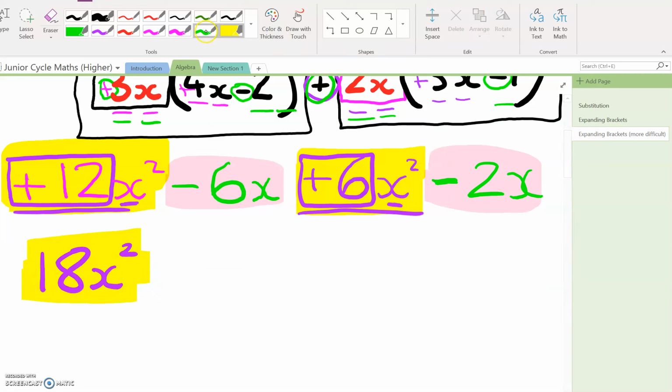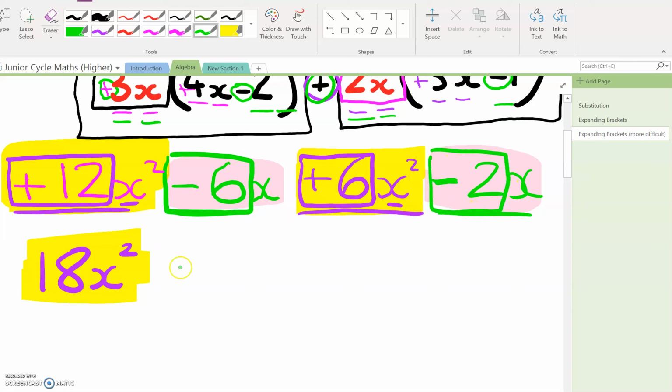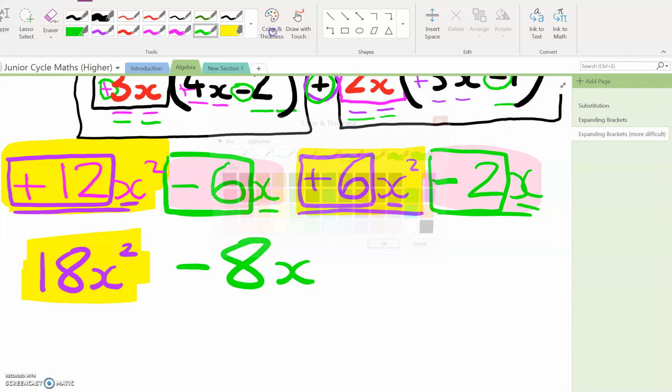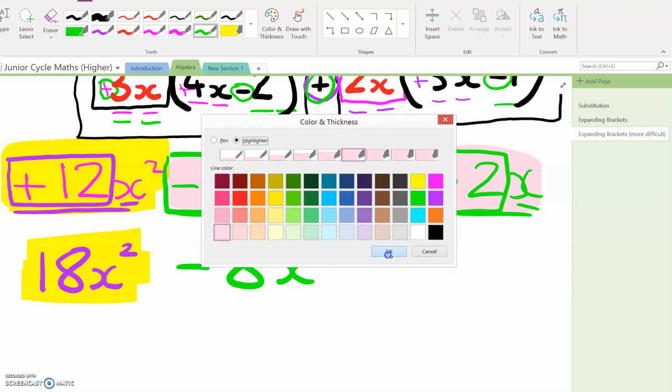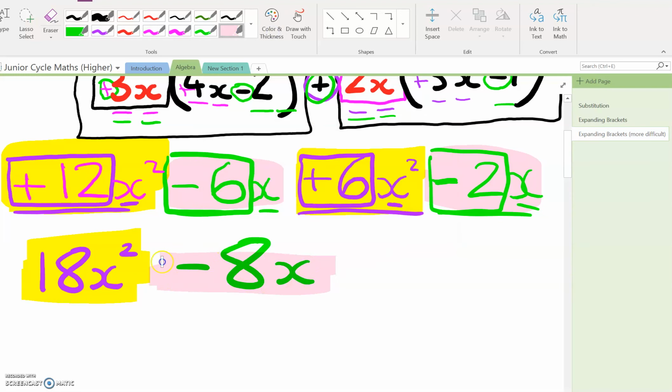And now we have to do the x bit. So type into your calculator what you see. What do I see here? It's a minus 6. So minus 6 minus 2. What does that give me? It gives me minus 8. But don't forget to put on the x. And that's that bit done. Let's get a highlighter now for that one. And that's my answer. My answer is 18x squared minus 8x.